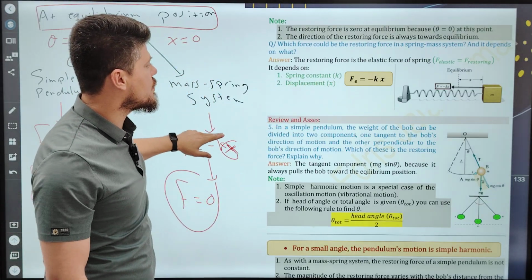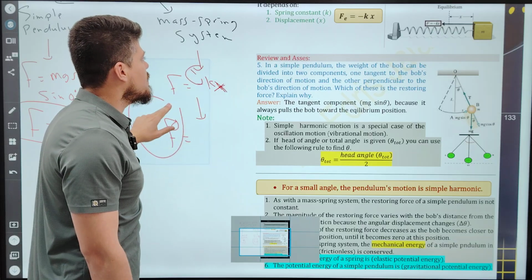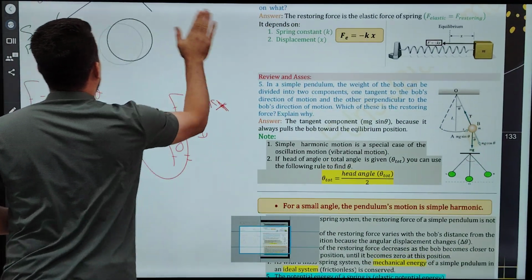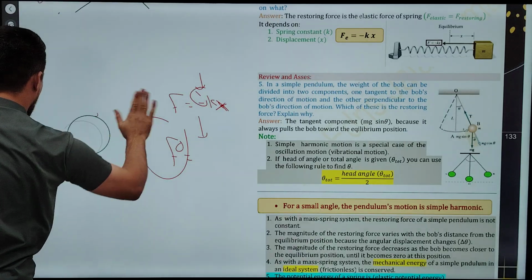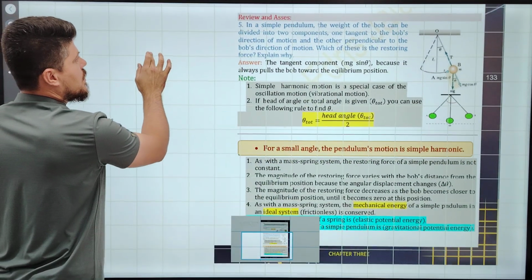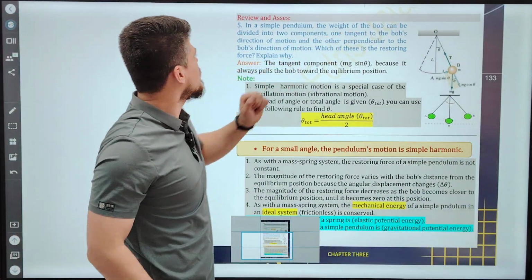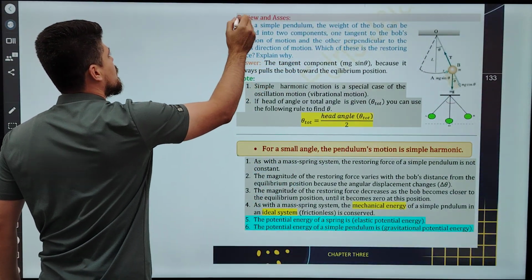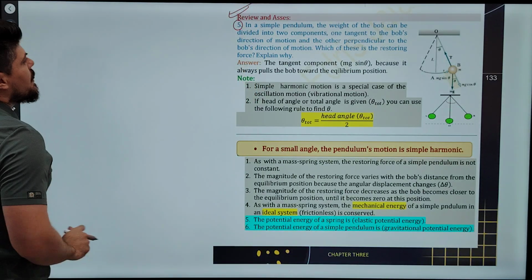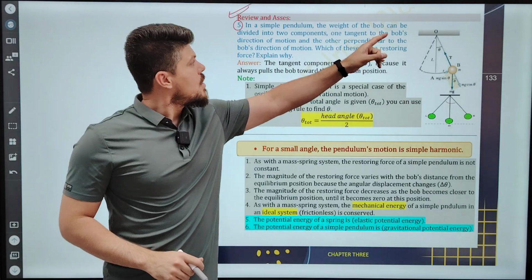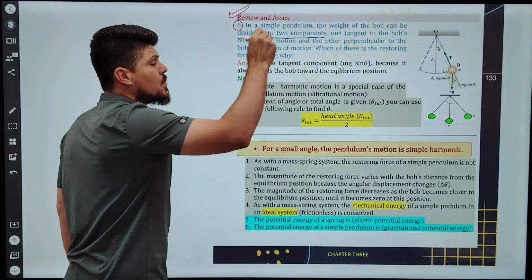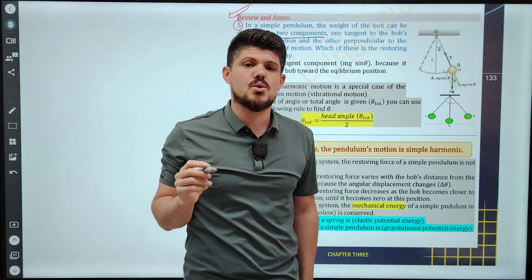and with both of them is directly proportional. In a simple pendulum, the weight, this is question 5 in chapter review, very good question, be careful. So the question says, in a simple pendulum, the weight of the bulb can be divided into two components. When can the weight of a bulb be divided into two components?